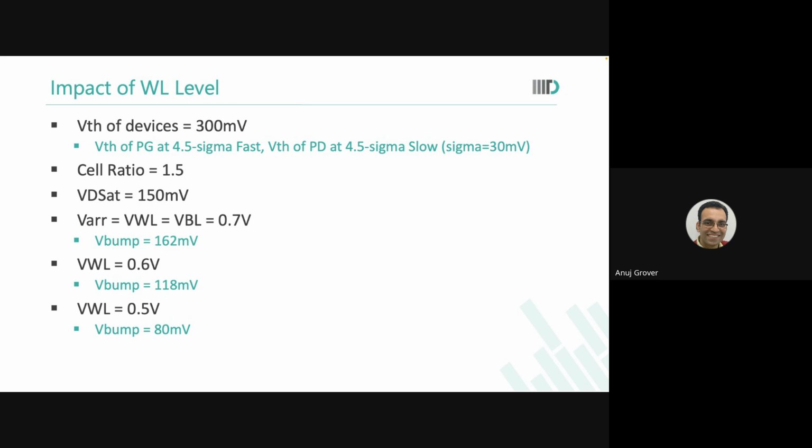Read assist scheme. Word line underdrive, read assist scheme. So what happens? The pass gate becomes very, very resistive. So cell current goes for a toss.